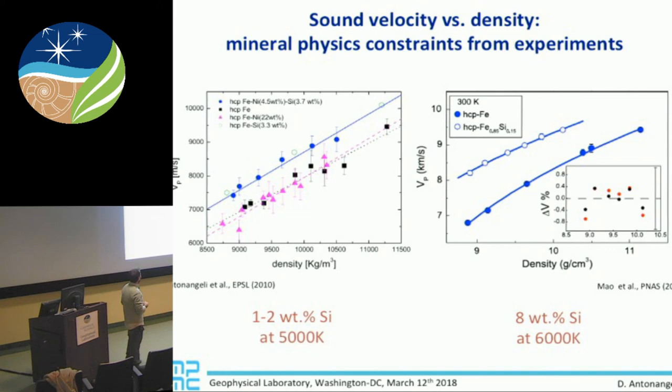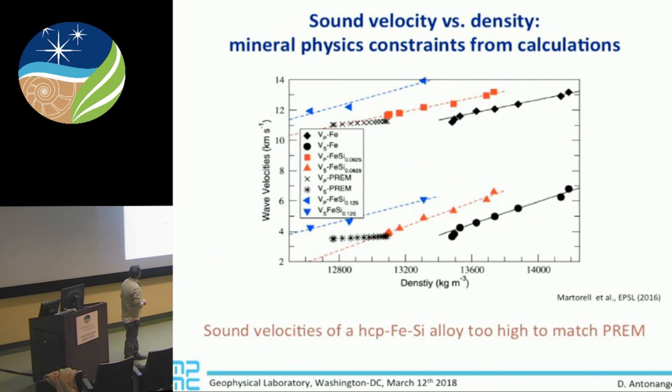So in the recent past, many experiments, well, a few experiments, tried to address this problem, looking at the compressional velocity versus density systematics of iron and iron silicon alloys, and comparing that with the seismic model. However, different studies ended up with different conclusions, with silicon estimates ranging from 1 to 2 weight percent up to 8 weight percent. So a reason for discrepancies comes from the intrinsic difficulties of this kind of measurement, but also the necessary extrapolation.